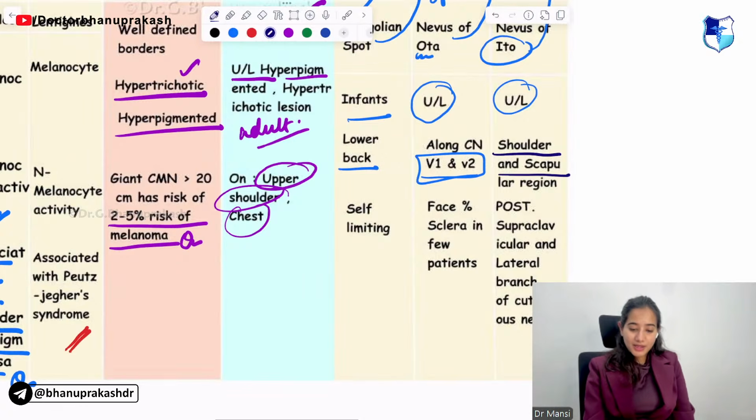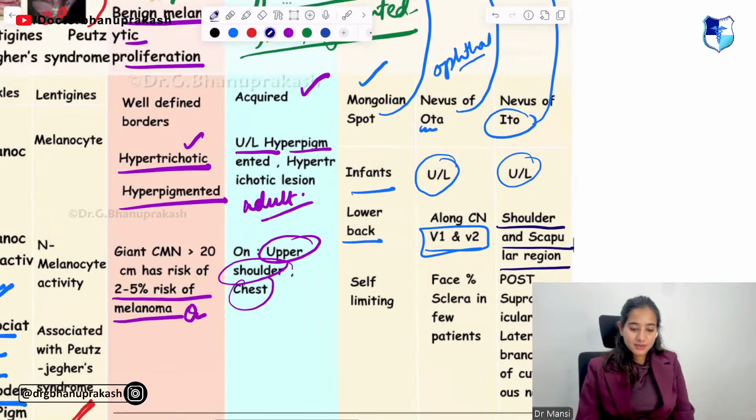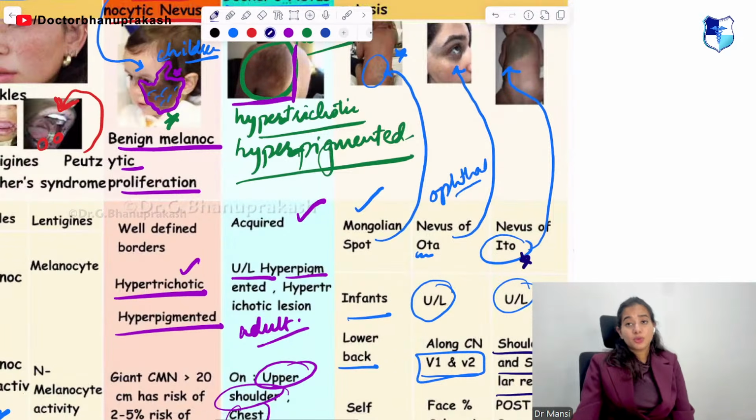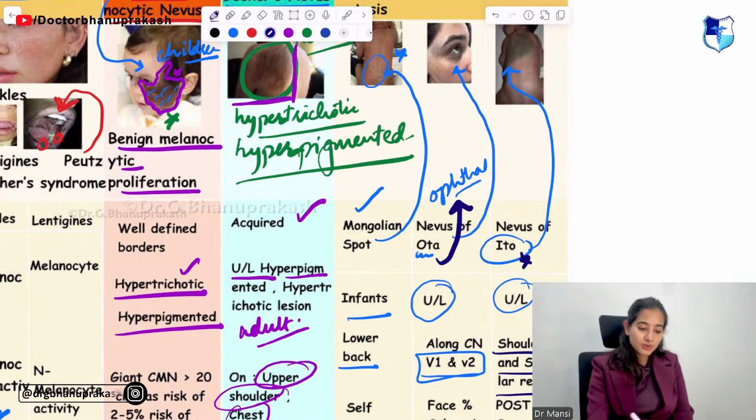Then the shoulder and scapular region, that was the place for your Ito. And for Ota, you remember ophthal, so it is going to be presented around your eyes.